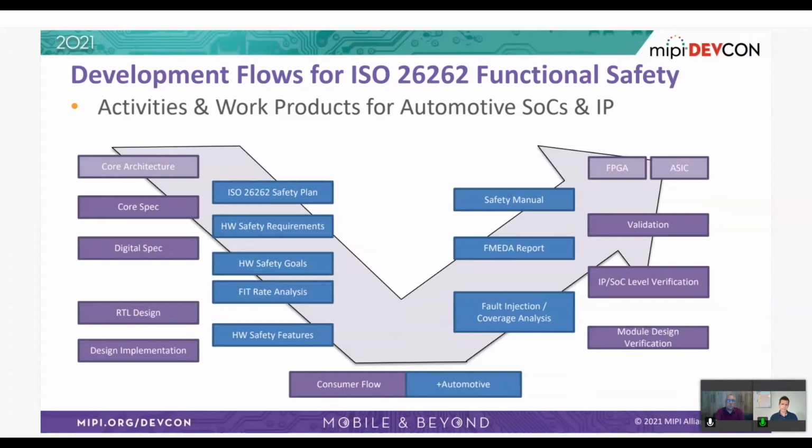If you look at what's going on the left side, around the time of the architecture and the specification, when you're designing for automotive, you need to put together the safety plan, you need to define the safety goals, and then you need to implement these safety features that will help you address these safety goals.